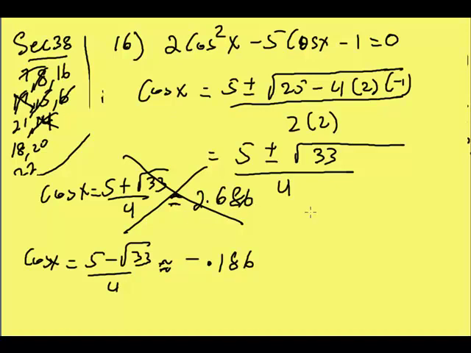I got some bad news. This one. Okay, I got to take an inverse of that. X is equal to cosine inverse of negative 0.186. Calculate that for me. 1.757.